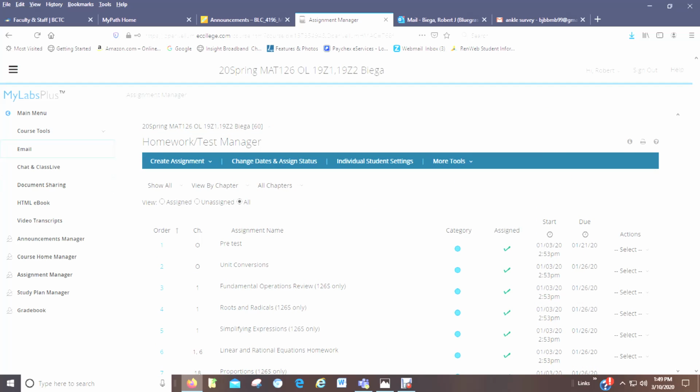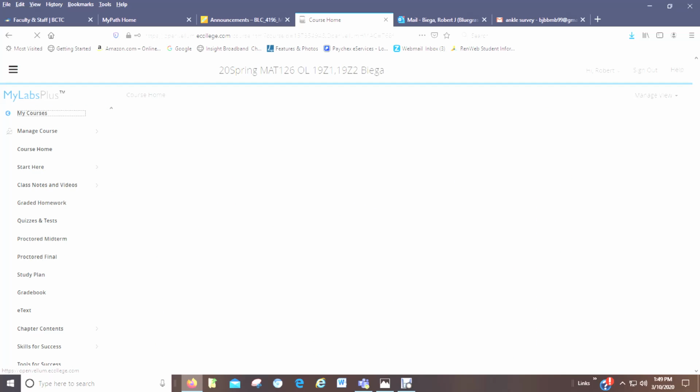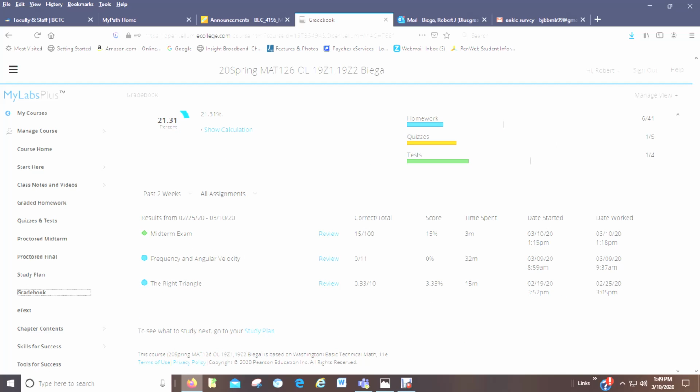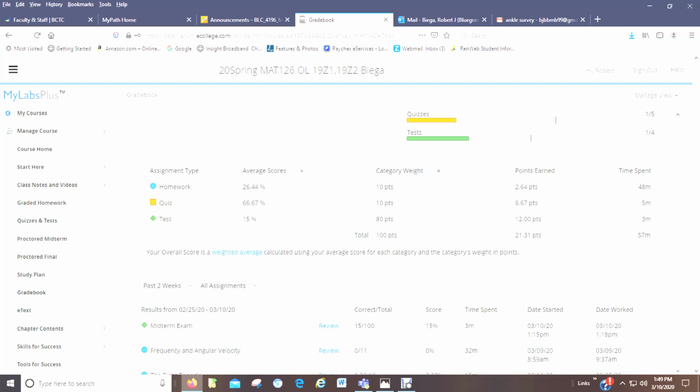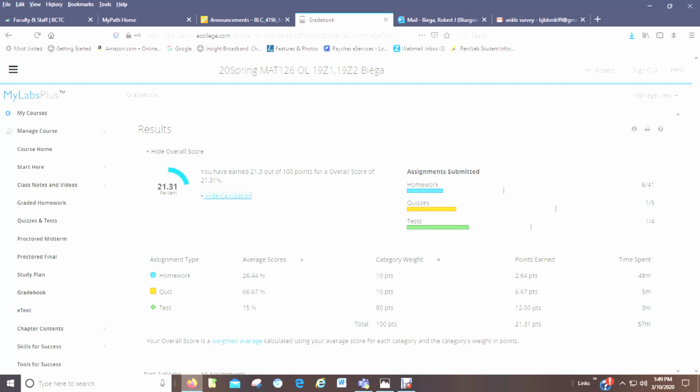Now, if you're curious about your grade, you've got your grade book, and we were already here a few minutes ago. But you can look at the calculation. This breaks it down into what your homework average is, your quiz average, and your test average. And then 10 points, 10%, 10%, 80% is how you get your final grade. So it's not counting things you haven't done yet. If you haven't done stuff, then it's not counting against you yet, but it will by the end of the semester. So that's one thing you can look at.